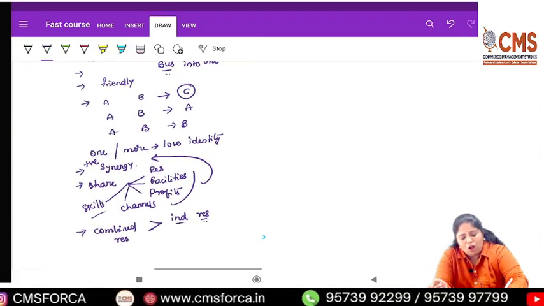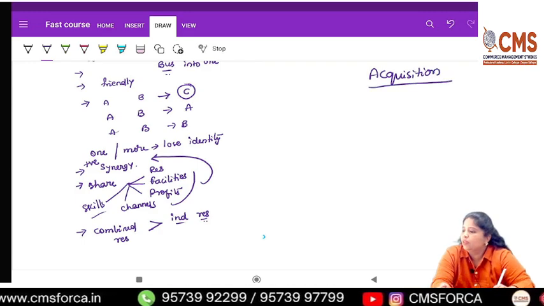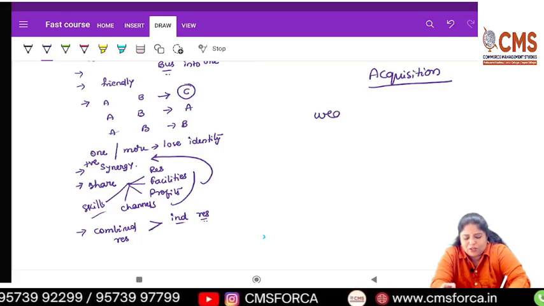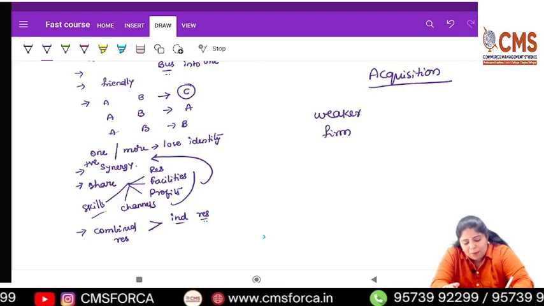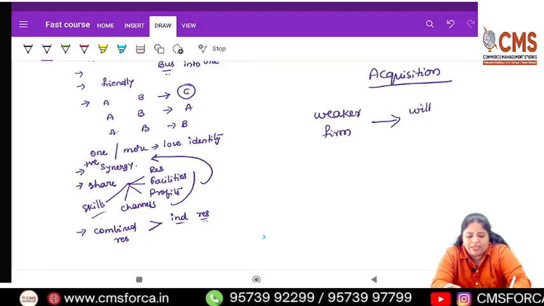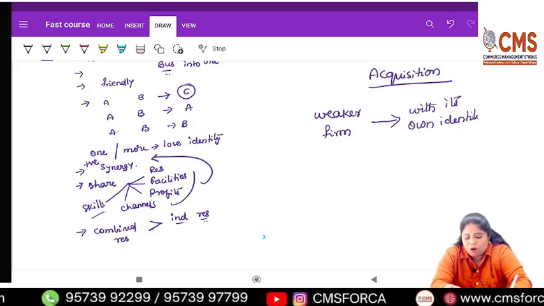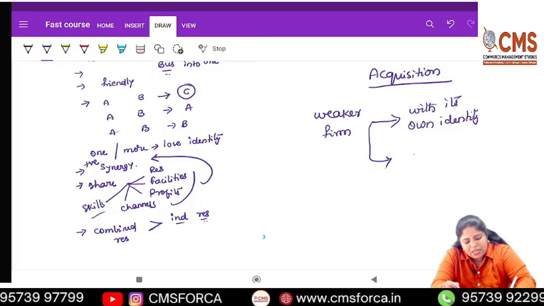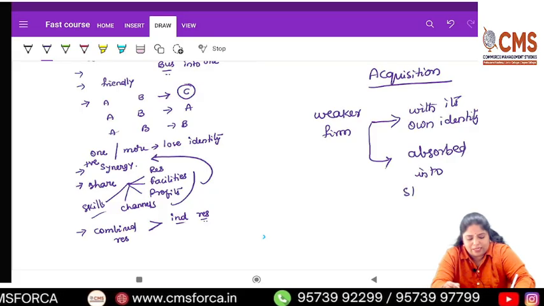Again, when you talk about acquisition, you need to remember two scenarios here. What happens when acquisition happens is the weaker firm will be acquired by a stronger firm, right? Sometimes the weaker firm may exist with its own identity. This can be one scenario. Or the other scenario we see is the weaker firm gets absorbed into the stronger firm, losing its identity.